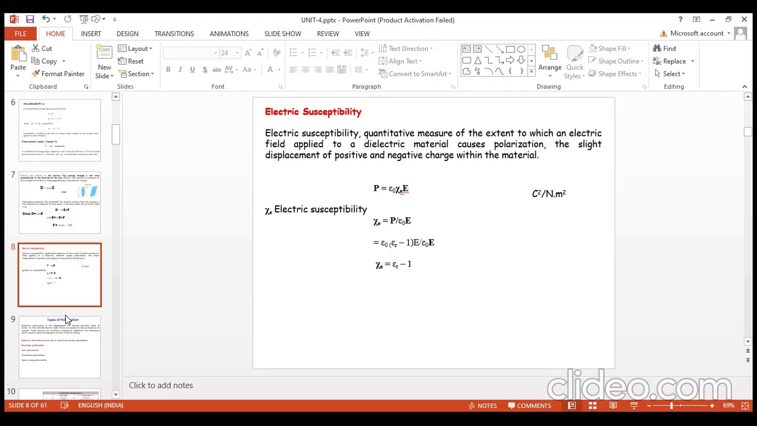The relation between permittivity and susceptibility that we are going to discuss. Susceptibility is equal to P divided by epsilon 0 E. We know the value for P by epsilon 0 E. So by substituting those equations, we get susceptibility equal to epsilon r, the relative permittivity, minus 1.